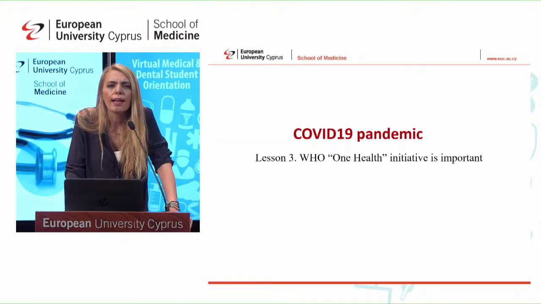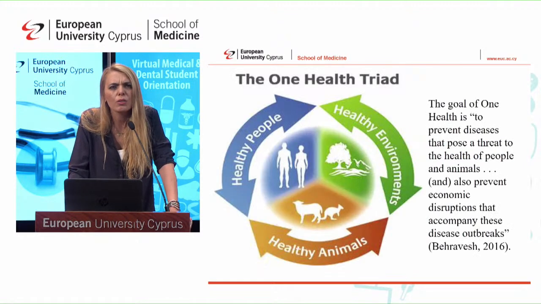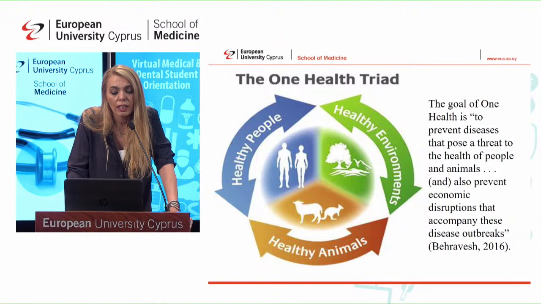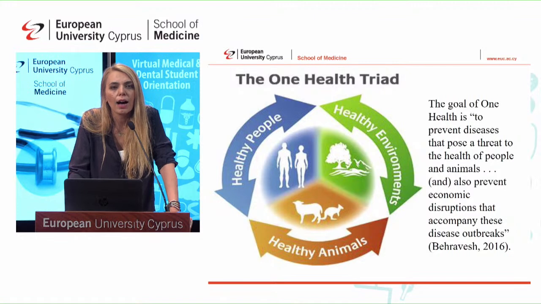And what can we do as future physicians about that? There is already an initiative from WHO, which is called One Health. What is One Health? It is about everything on Earth, that everything is connected. So as you can see here, healthy people, healthy environment, healthy animals are the three main pillars of One Health. Everything is interconnected, and humans should respect their environment and animals.